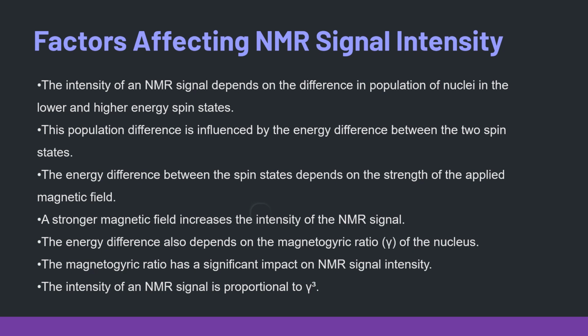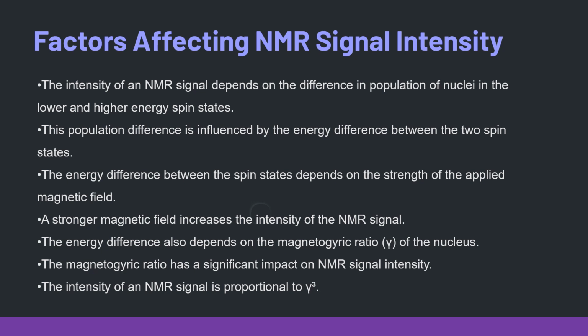Population difference between spin states. The intensity of an NMR signal is directly related to the population difference between nuclei in lower energy and higher energy spin states. A greater difference leads to a stronger signal, while a smaller difference results in weaker intensity.